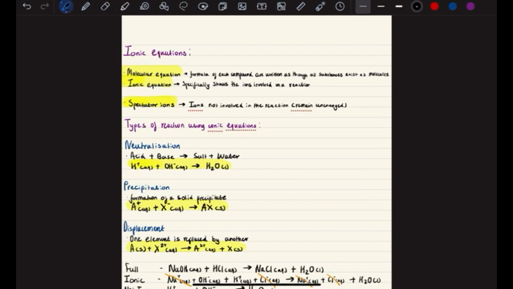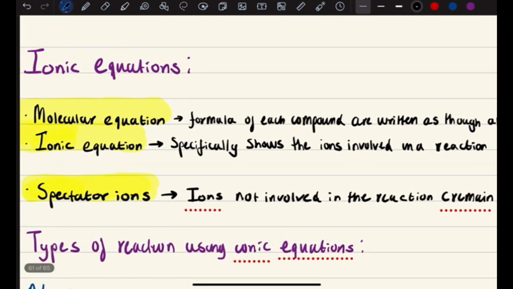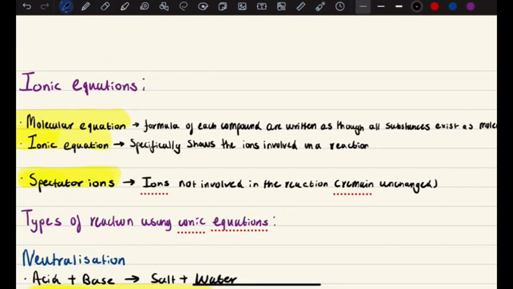Okay, now we've done a bit of the pre-work, we're going to get into ionic equations. First of all, we need to define what a molecular equation is. In a molecular equation, we have the formula of each compound written as though all substances exist as molecules. We did this in the last chemistry lesson when we had just the equations. You're showing all the elements, or the number of atoms of each element, in the compound. What's your ionic equation?